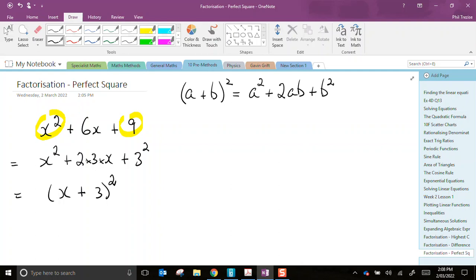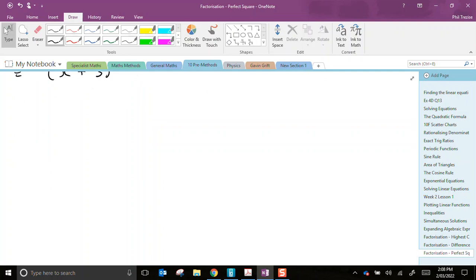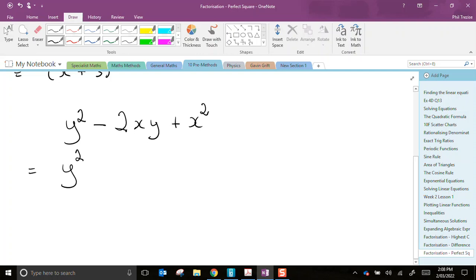Hopefully that one's okay. Sometimes they get a bit more interesting. Let's try this one. Let's go y squared minus 2xy plus x squared. So we're looking for that pattern where the first thing is squared, the second thing is squared, and the thing in the middle is 2 times the first part times the last part. So let's write that down. Well, the first one is definitely y squared.